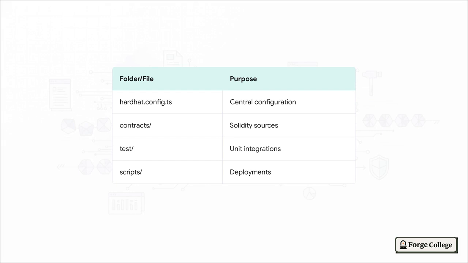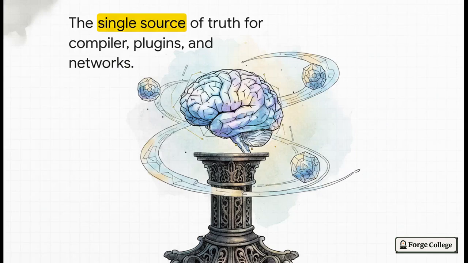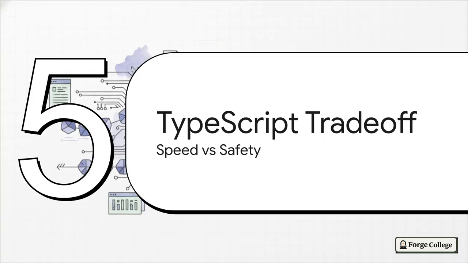This setup is brilliant because it massively reduces onboarding friction. If a new developer jumps into your codebase, they don't have to guess where things are. They just immediately know. But the real star of the show here is the hardhat.config.ts file. This right here is the absolute brain of the operation. It's your single source of truth for compiler settings, local networks, and your plugins. Because literally everything runs through this one configuration file, it is absolutely crucial that you keep it clean, minimal, and heavily commented.